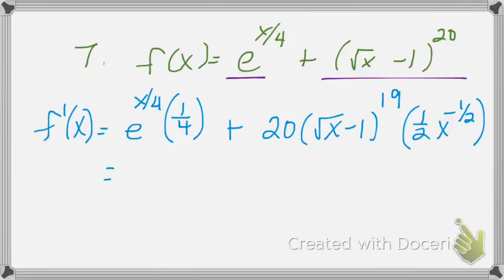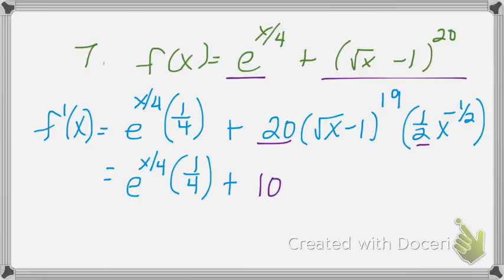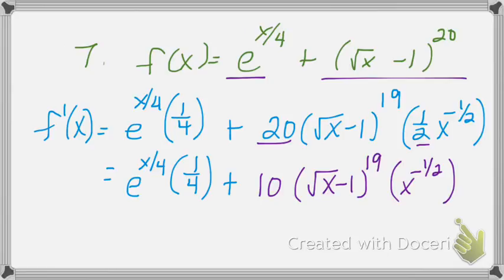The only thing, let's see here, you could leave this e to the x over 4 times 1/4, but I would go ahead and multiply these numbers, because there are numbers there, and make that 10. And then times x to the negative 1/2. You don't have to multiply that in anything, so that would be the answer.